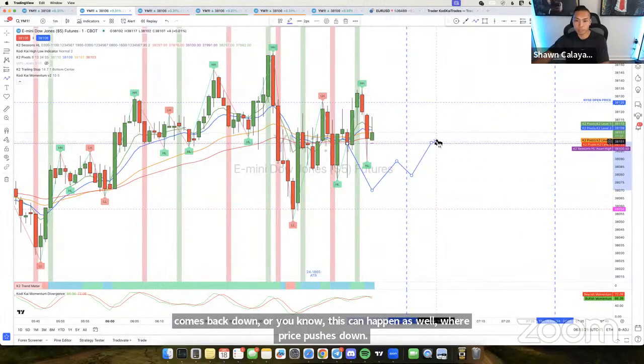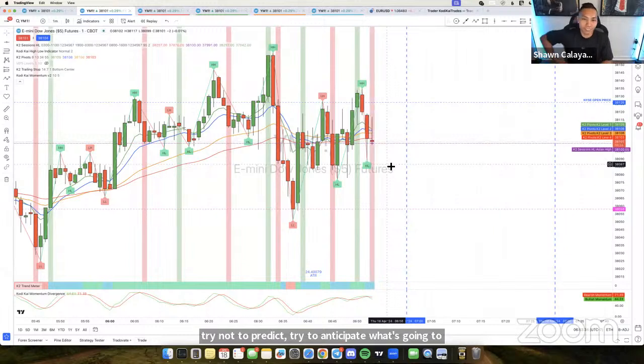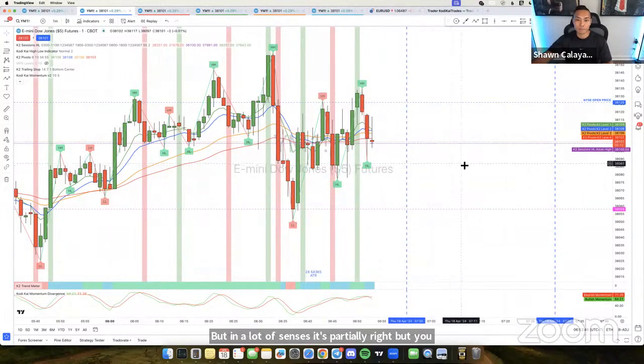I think that'll help with your guys' mental as well. If you guys are analyzing the chart, try not to predict. Try to anticipate what's going to happen next, because if you predict and then your prediction is wrong, you're going to feel like shit, right? You're not going to feel great because you're going to feel like your strategy is not working, and you're going to think your analysis just wasn't right. But in a lot of senses, it's partially right, you just didn't think out the other scenarios. So I don't like to predict. I just like to anticipate.